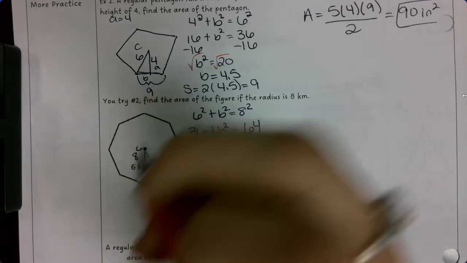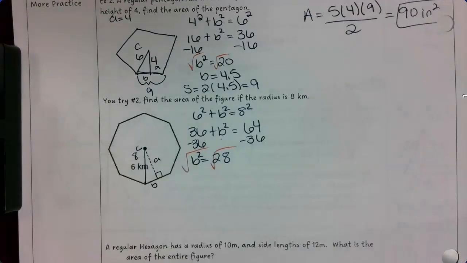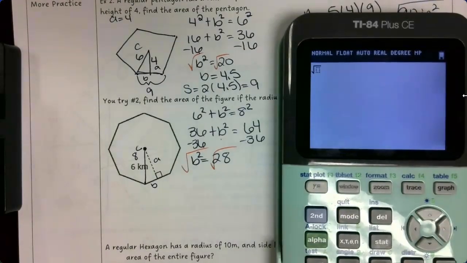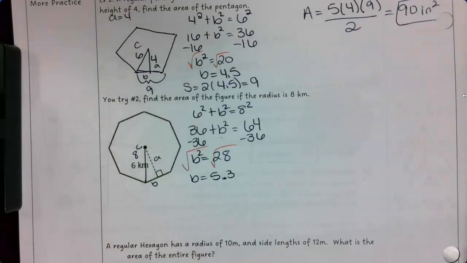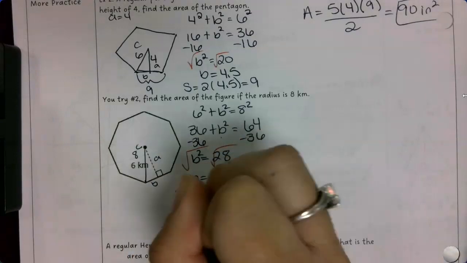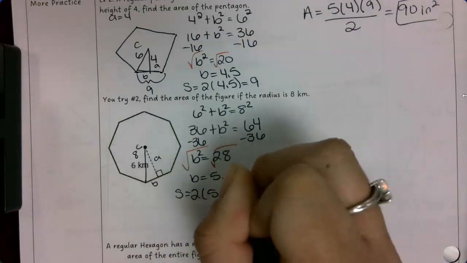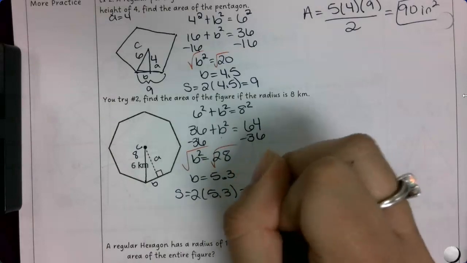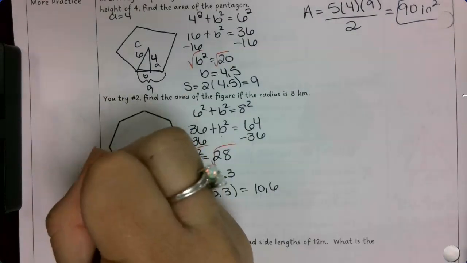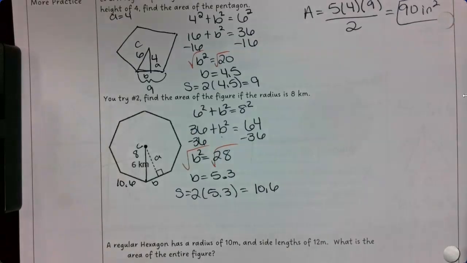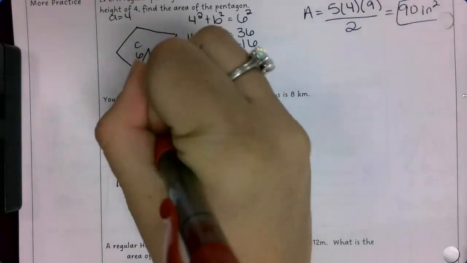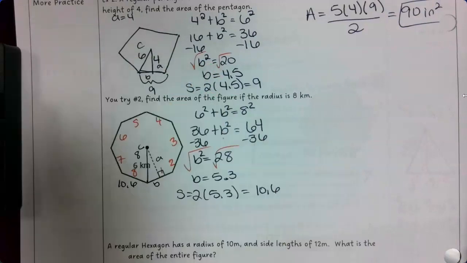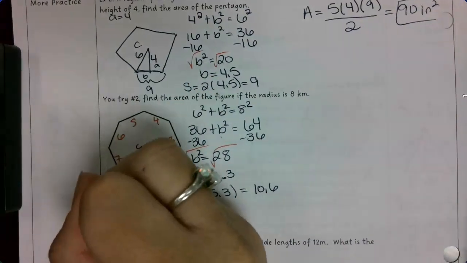Then I want to take the square root of both sides. That one's not a perfect square, so type it in my calculator. This one gets me 5.3. And then to get my side length, I double it, which is 10.6. I need to figure out how many sides are on the shape, so I'm going to go ahead and count them. 1, 2, 3, 4, 5, 6, 7, 8. So my n equals 8.